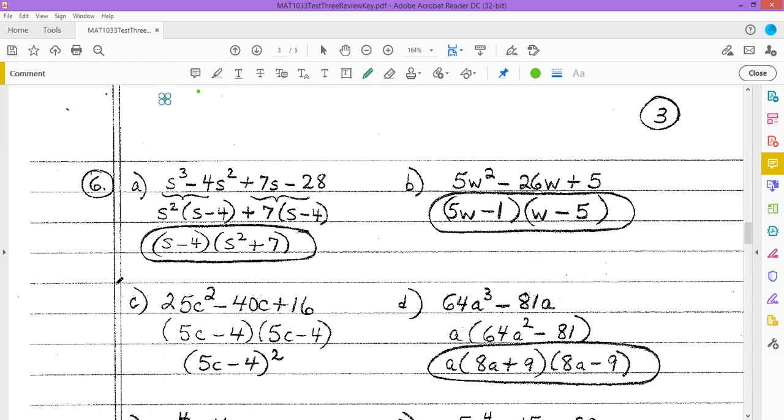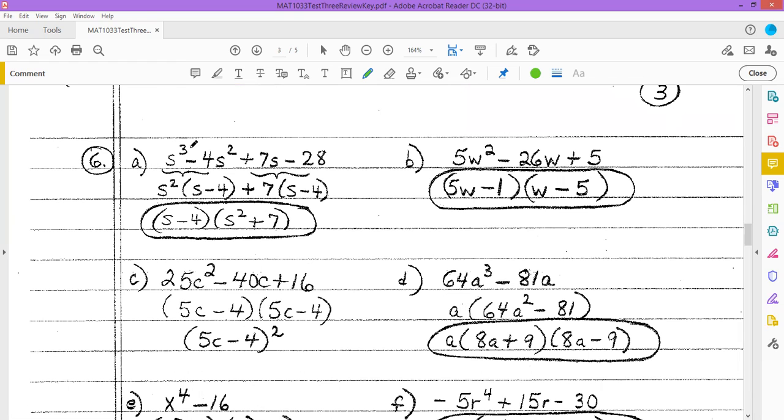Number 6, letter A. We have S cubed minus 4S squared plus 7S minus 28. Notice these 4 terms. So we're going to factor by grouping. We'll group together the first 2 terms and the last 2 terms. Our GCF that we're factoring from the first 2 terms is S squared. When we factor S squared from S cubed, we get S in parentheses. And when we factor S squared from minus 4S squared, we get minus 4 in parentheses.